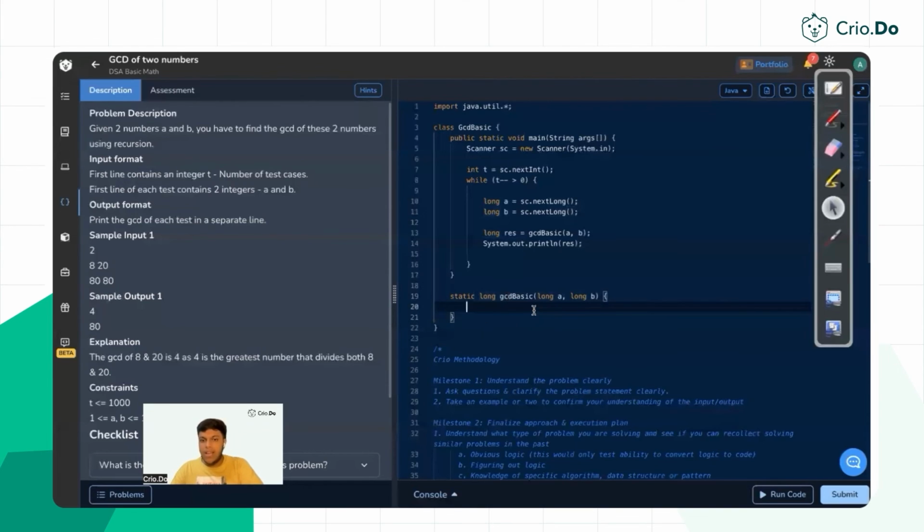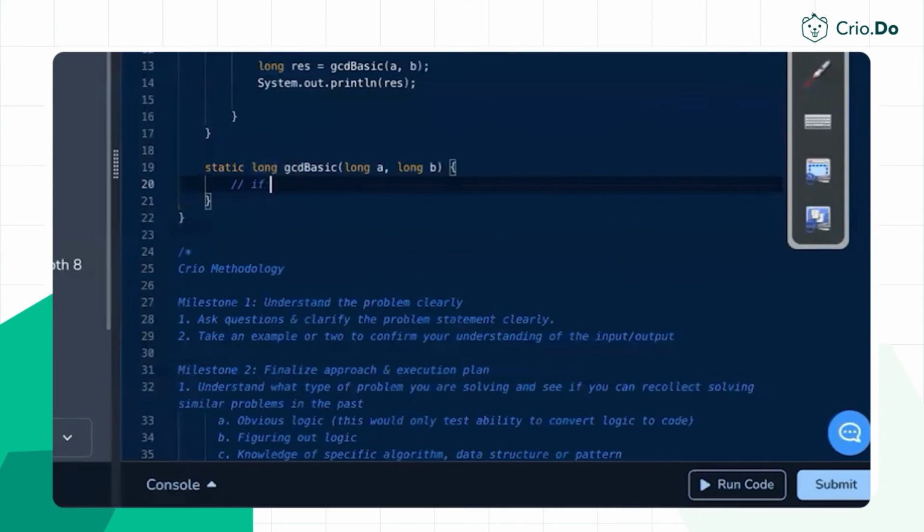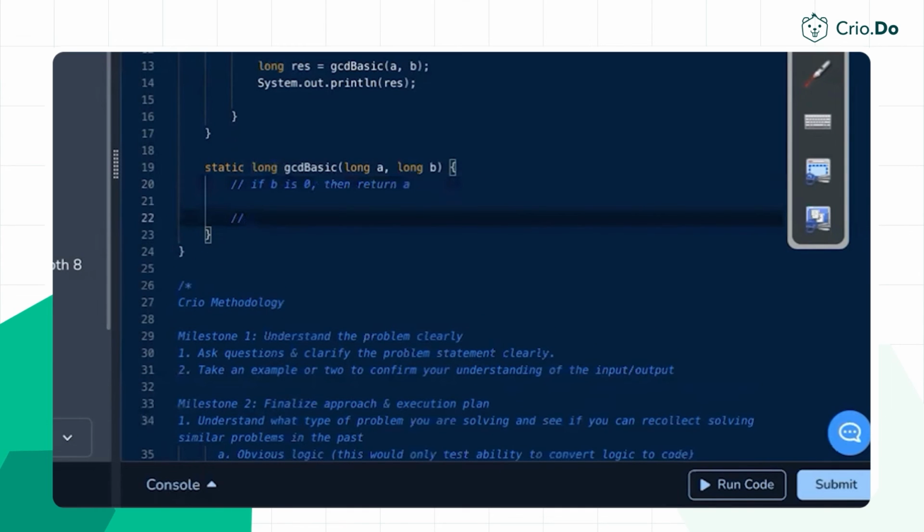Let's go to the code. Let's just write, first of all, if B is zero, then just return A. That is, A is the answer. If not, then just return the GCD of what? Of A comma A modulus B. That is, the previous denominator will become the new numerator.